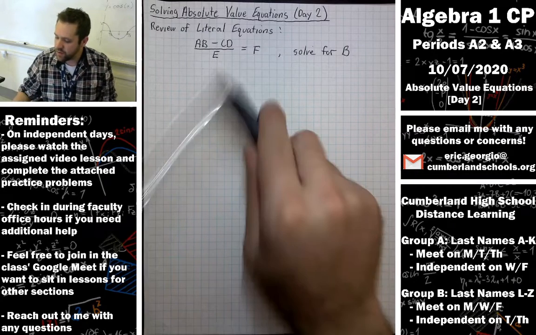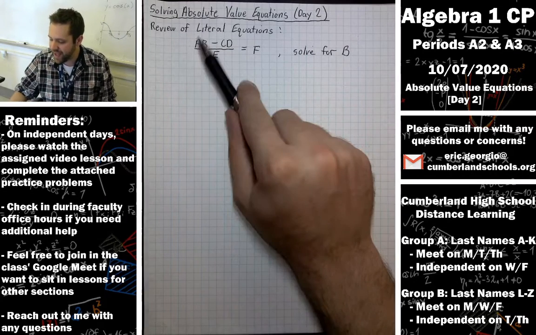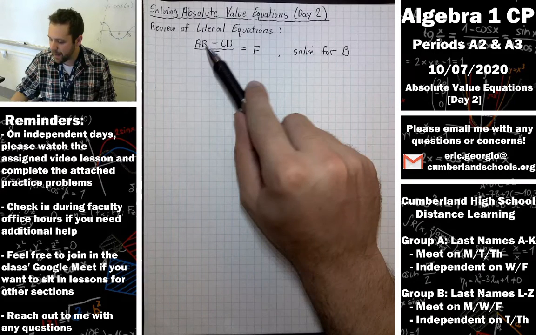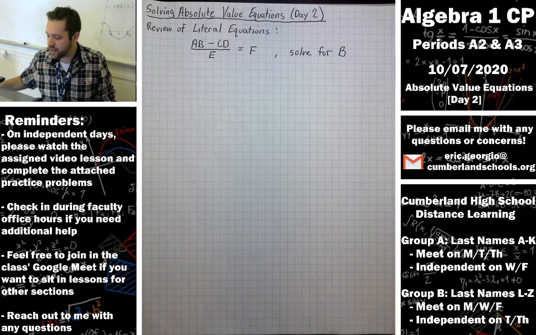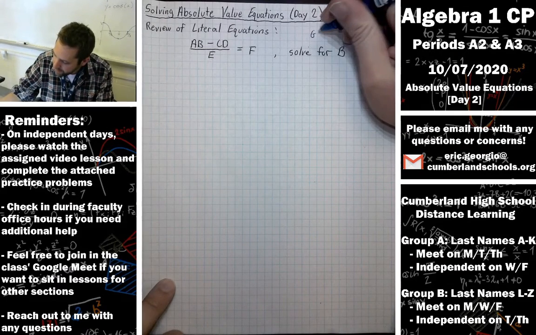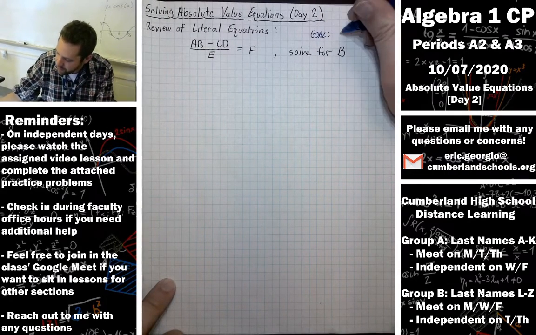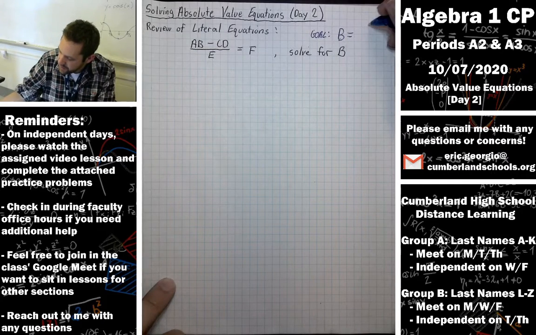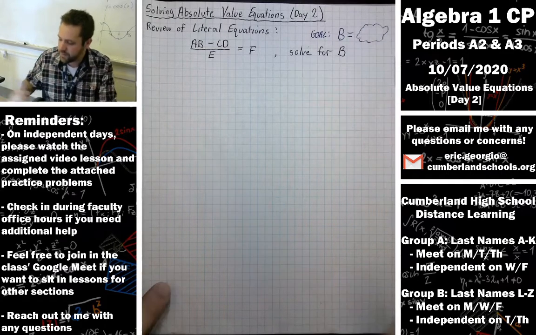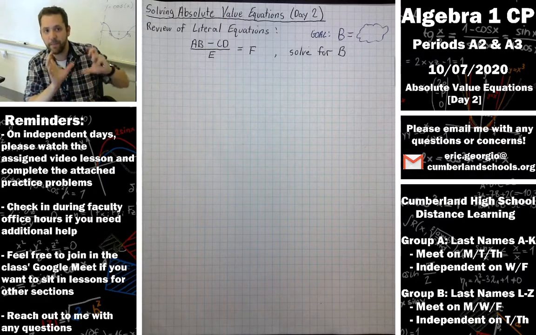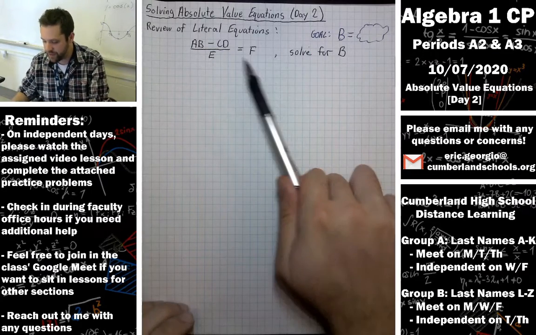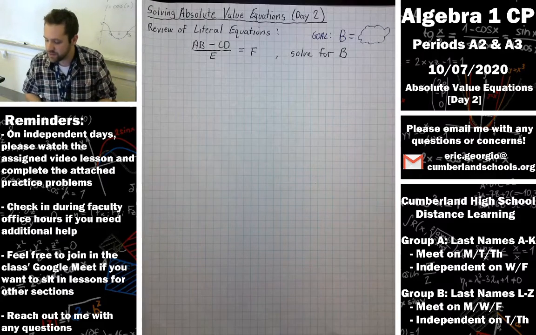All right, so starting with a problem like this, we have AB minus CD all over E equals F. We're given that equation, and we're told to solve for B. What that means is my goal is to get B by itself. My goal is I want B equals a bunch of stuff. What that stuff is going to be, we'll find out, but my goal is to say B equals. Right now I have F equals. I don't want that. I want B equals.